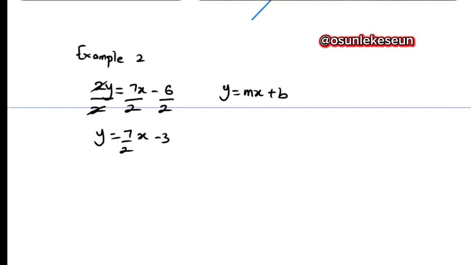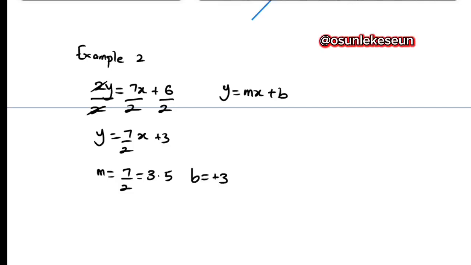So when we have this, yes, now it's in the form we want. So m equals to 7 over 2, which is still 3.5. And our b is negative 3. Okay, let me use something like positive now. We've done negative before. So positive 3.